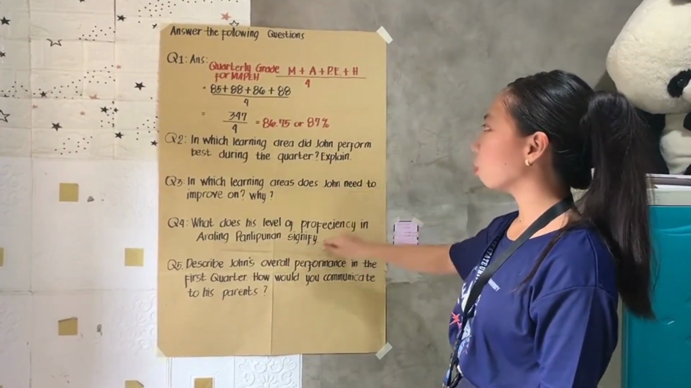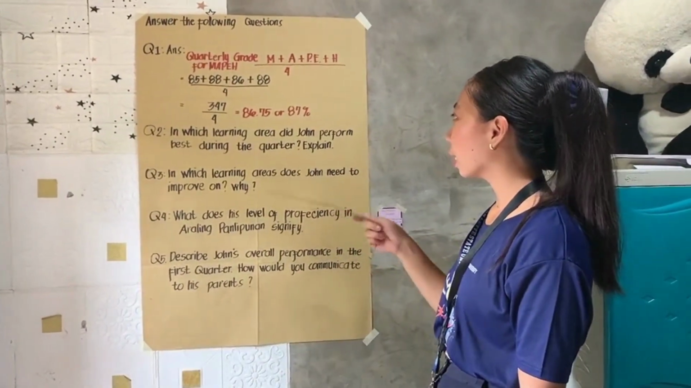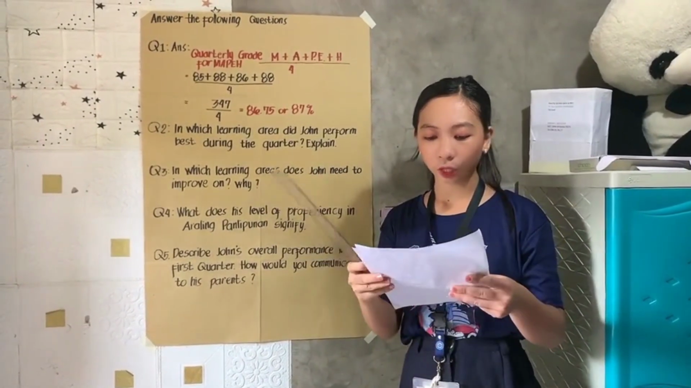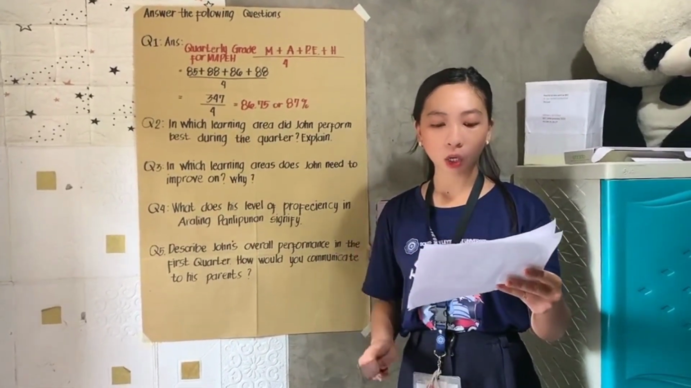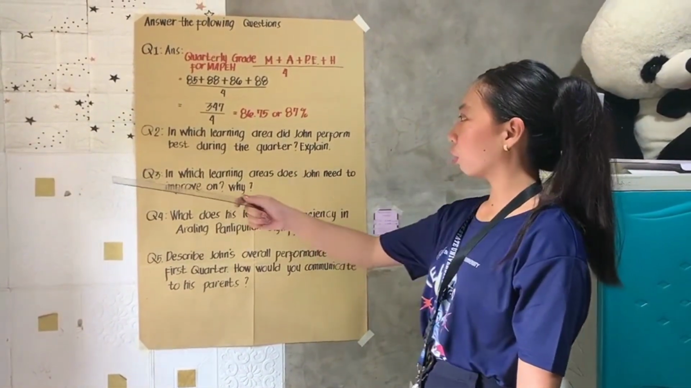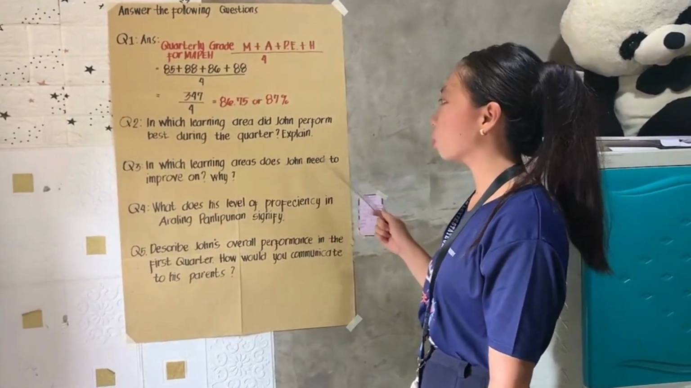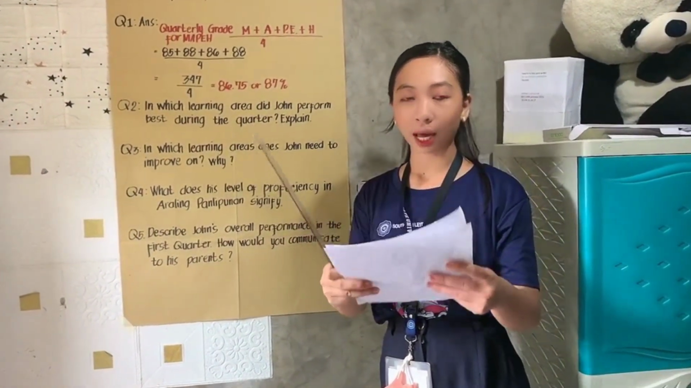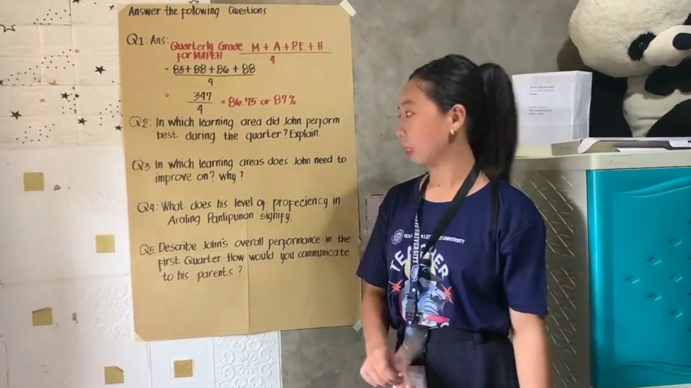And for the question number 2, in which learning area did John perform best during the quarter, and explain? So John excelled in the first quarter subject in Edukasyong Pantahanan at Pangkabuhayan, which he gained 90% of his grade. So question number 3, in which learning areas does John need to improve on and why? So John needs to improve in mathematics subject since he got 79 grade as I computed.